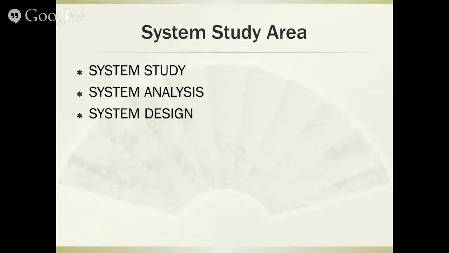And the third one, we have the system design. System design is actually the most crucial phase in the development of system software. After a detailed analysis of the existing system and the requirements of the users, the new system must be designed. This is why it's called the system design. And this is the most important part in the system study area.